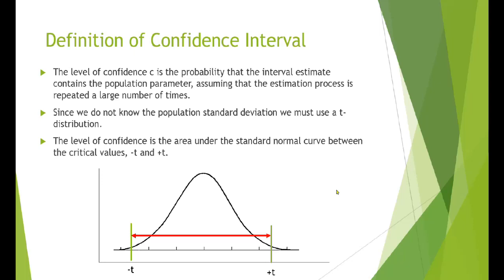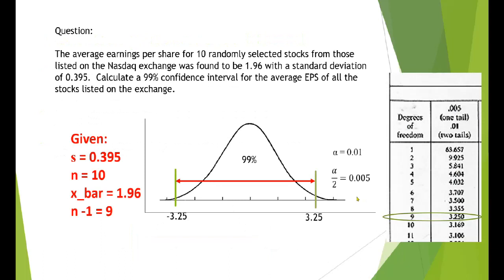Since we do not know the value for sigma, the population standard deviation, we must use a t-distribution for this confidence interval. So the level of confidence then is going to be the area under the standard normal curve between the critical values negative t and positive t. Now let's learn how to determine those values for t.